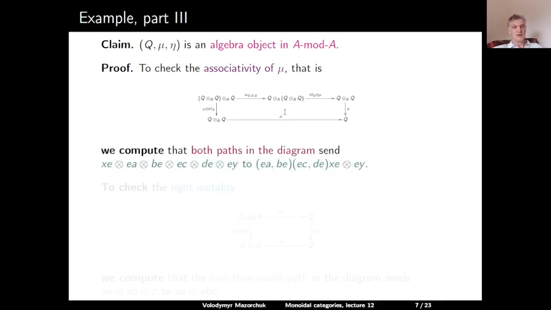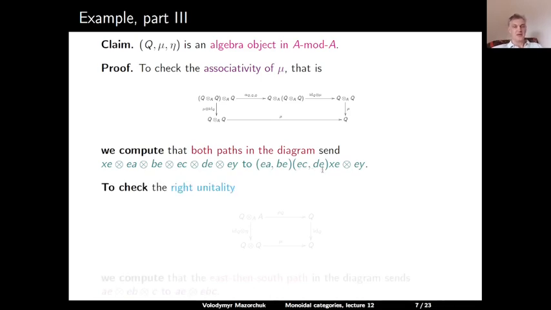We just compute that both paths in this diagram, if you start from the element in this triple tensor product, which is xe tensor ea, tensor be, tensor ec, tensor de, tensor ey. So this is a generating element of this triple tensor product. When we multiply, we should take the form at the pair of the elements. And regardless of which way we do this, we will take the form at the pair ea, be and at the pair ec, de. So the outcome is xe tensor ey times the scalar given by the value of our Frobenius form at the pair ea, be and at the pair ec, de.